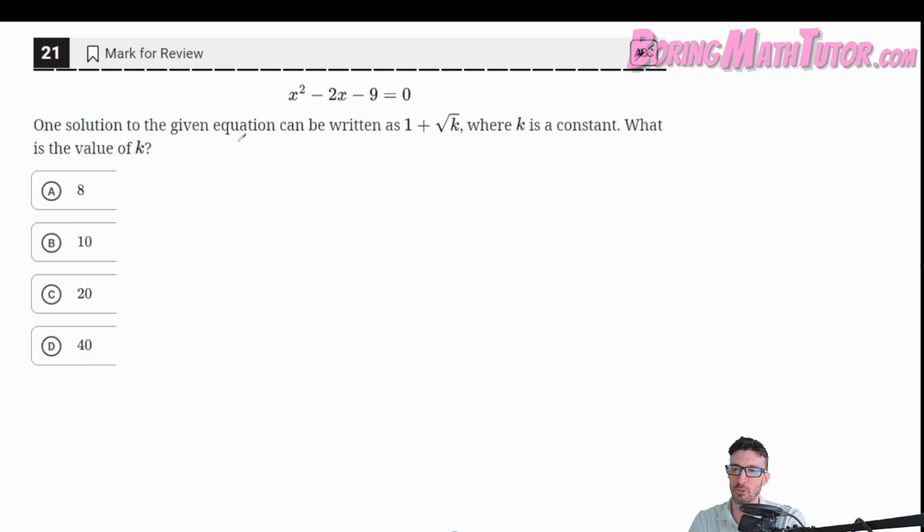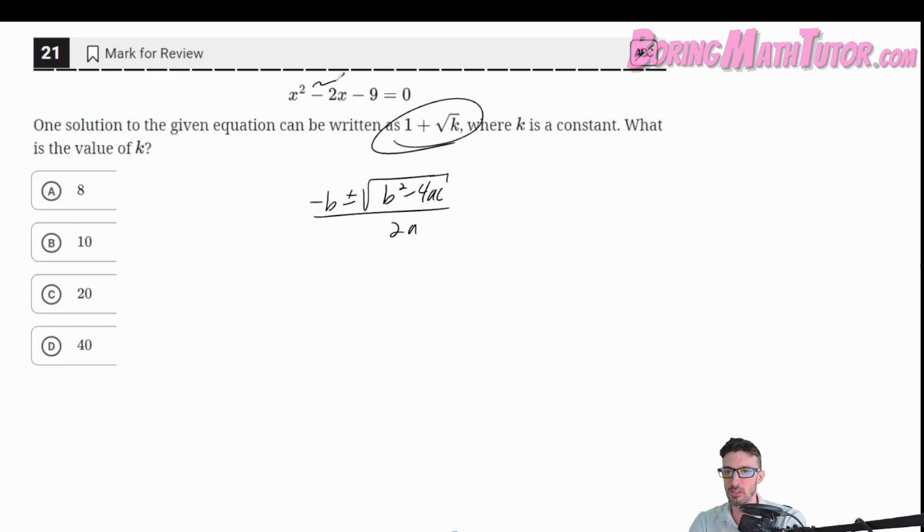One solution to the given equation can be written as 1 plus root k. What is the value of k? Well, the first thing you might want to do is recognize that this looks a lot like the quadratic formula: negative b plus or minus the square root of b squared minus 4ac, all over 2a. So let's do the quadratic formula.